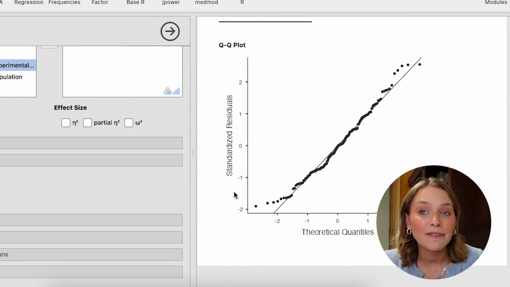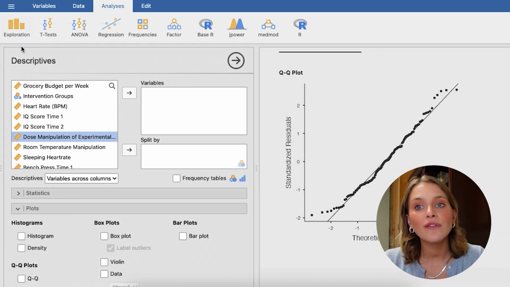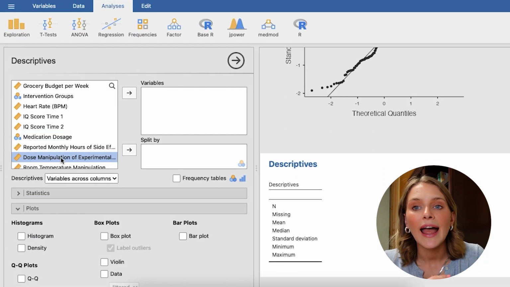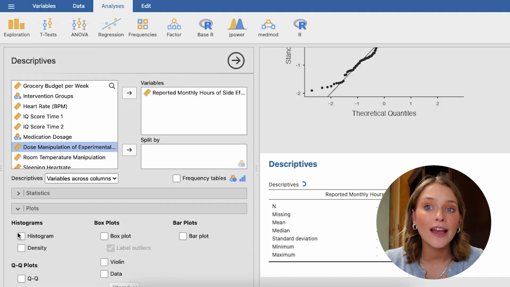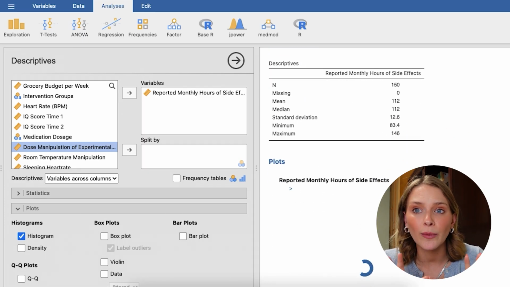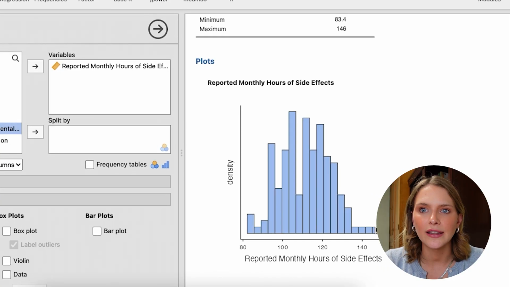If you wanted to get an even better picture of this, you could go to exploration and descriptives, move the dependent variable over, and then ask Jamovi for a histogram. And you could again see, okay, when I'm looking at the plot of our data, it doesn't look too terribly far away from normal, but there is probably some skew happening there in the tails.